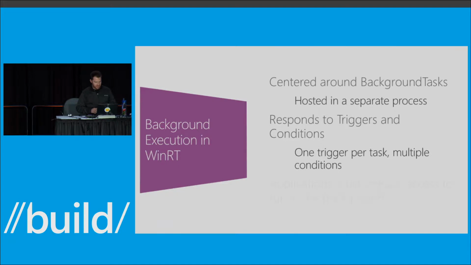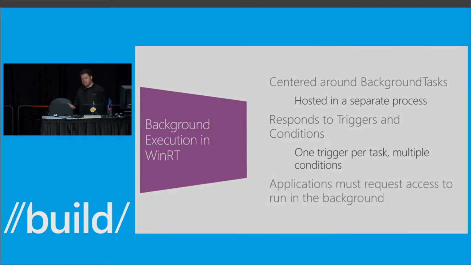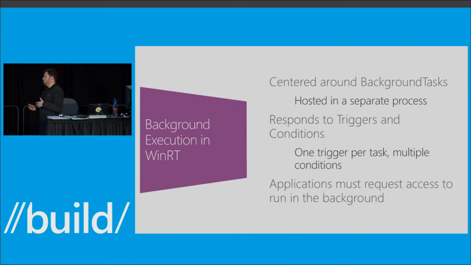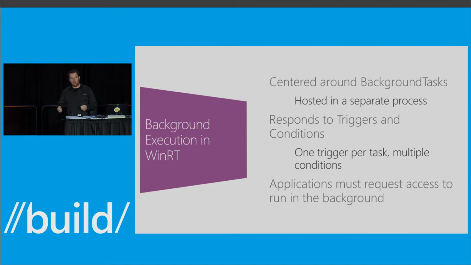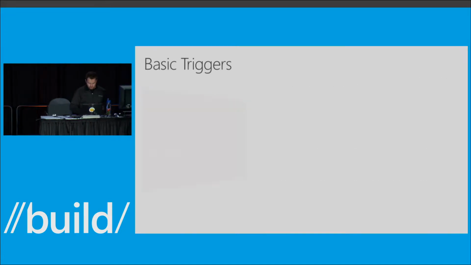Very equivalent concepts. And then one thing that is a little bit different from Windows that we've also brought over here in Windows Phone 8.1 is that applications must explicitly request access to run in the background. So there's an API you have to call to tell our background infrastructure that as an application, I want to be able to run in the background. I'll talk more about that later and some of the implications that might have on your code.